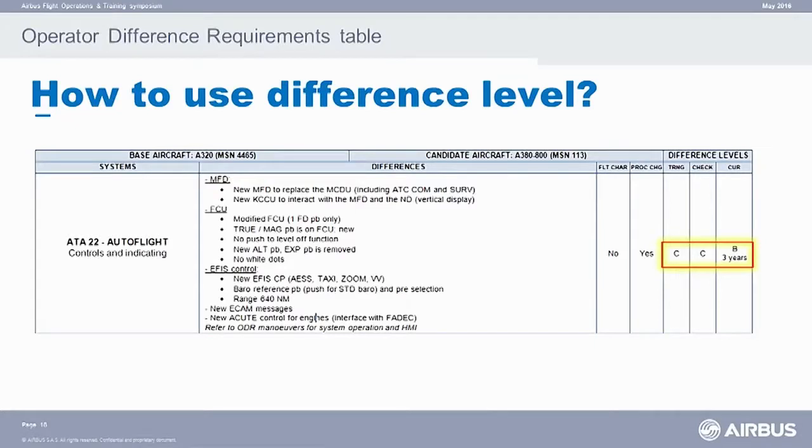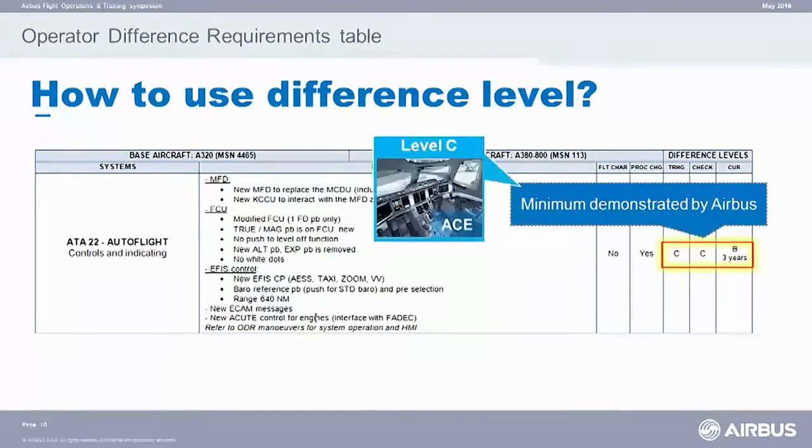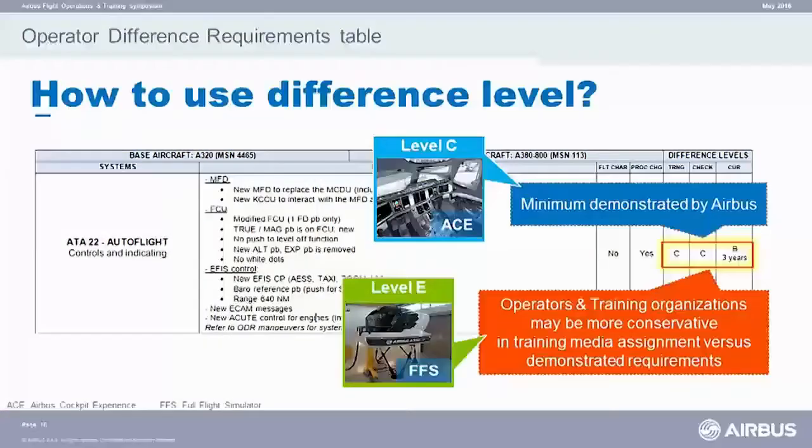How to use the difference level, and it is key for you to understand that. In fact, the level given in the Airbus ODR is the minimum demonstrated by us at the time of the certification exercise. Here, for instance, we have a level C for the training. You, operators, training organization, at your level, you may decide to be more conservative because of your training policy, because of your operations, because of any other reason. And you can say, okay, for my pilot, for my population, for this item, I would like to train this item with a level E, meaning a full flight simulator. This is part of the customization you have to do with ODR table.